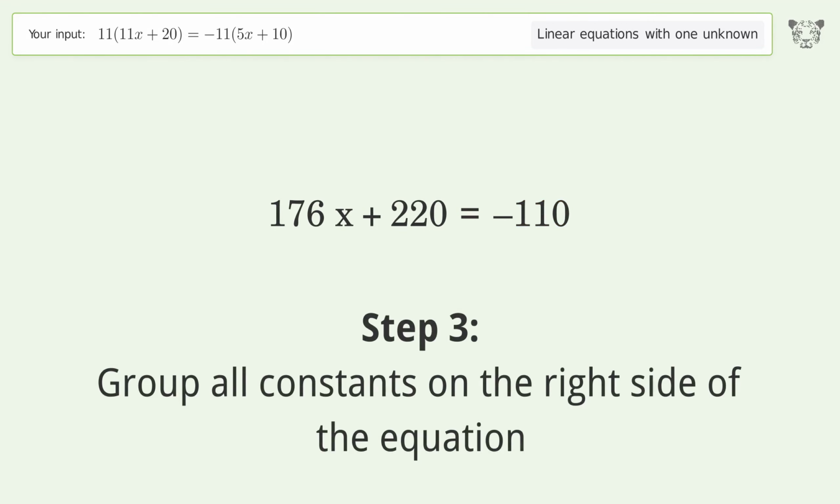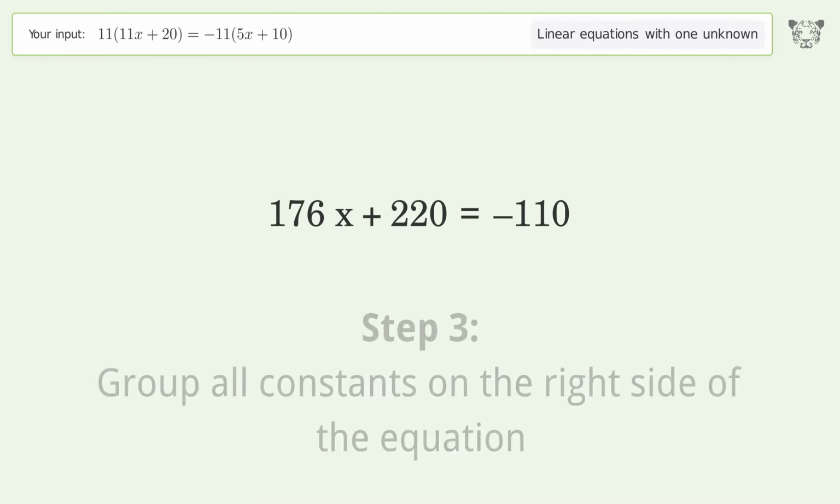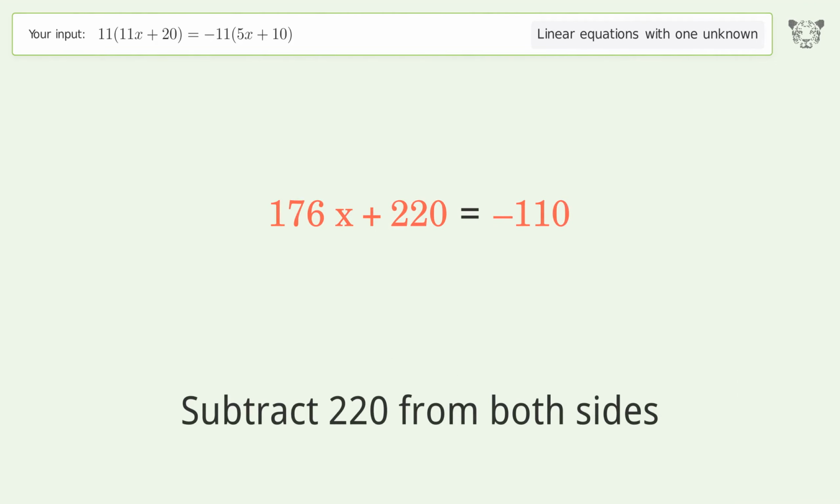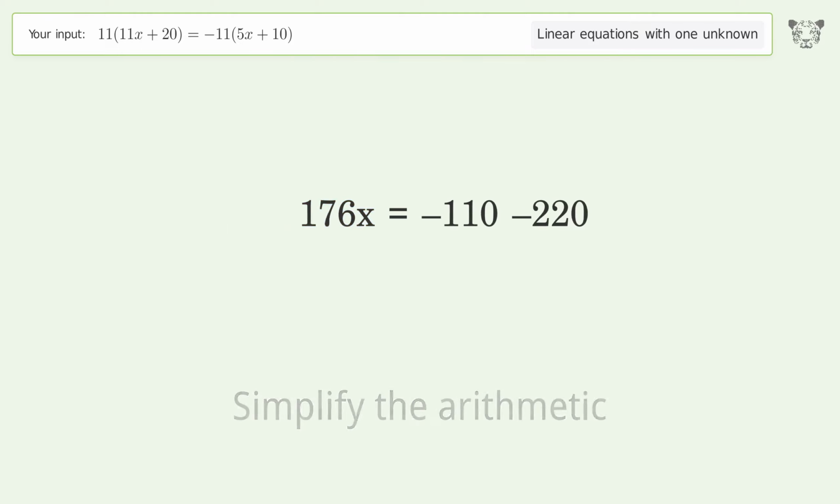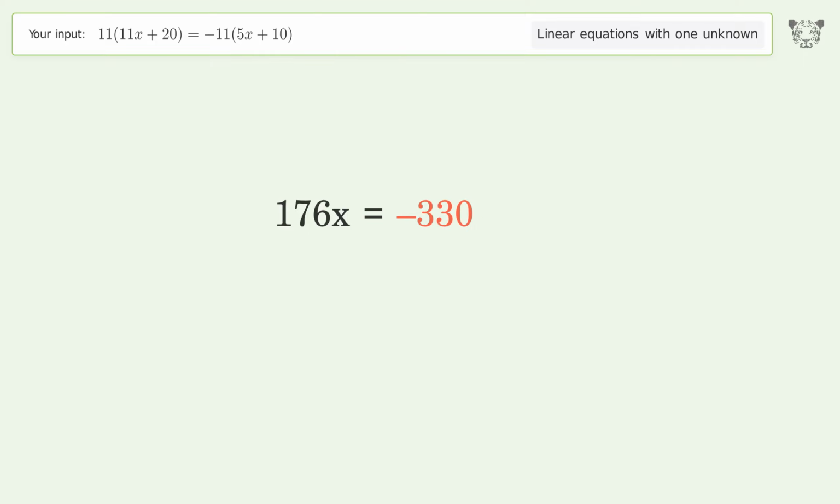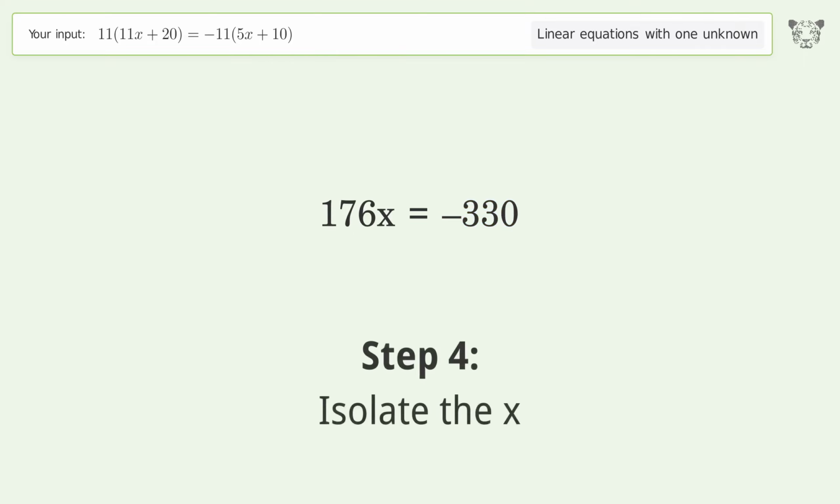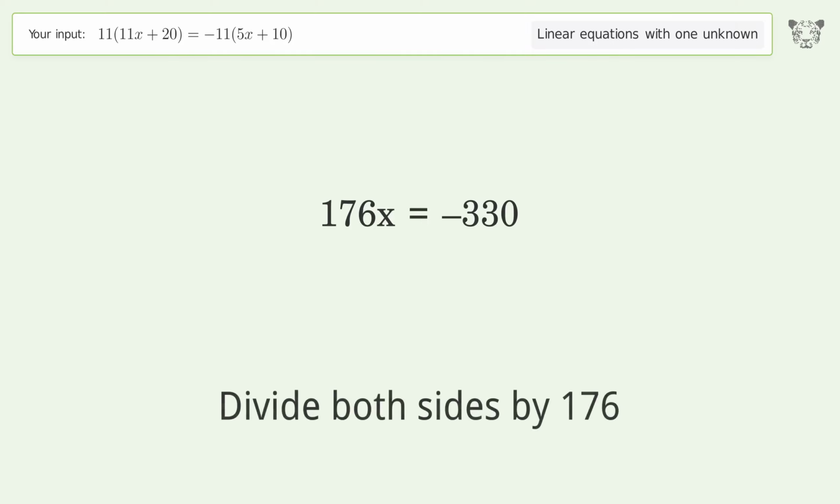Group all constants on the right side of the equation. Subtract 220 from both sides. Simplify the arithmetic. Isolate the x. Divide both sides by 176.